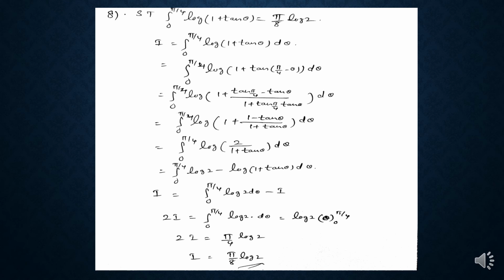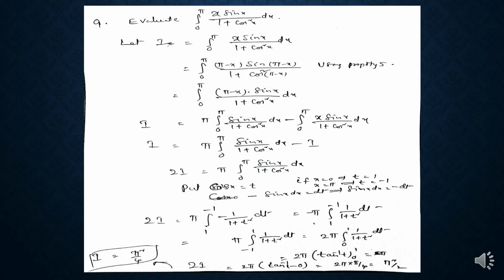Next problem. Evaluate integral 0 to pi of x sin x by 1 plus cos square x dx. Here we can see that the limits are 0 and pi, and the functions are algebraic and trigonometric functions. Let us take I is equal to integral 0 to pi x into sin x by 1 plus cos square x dx.